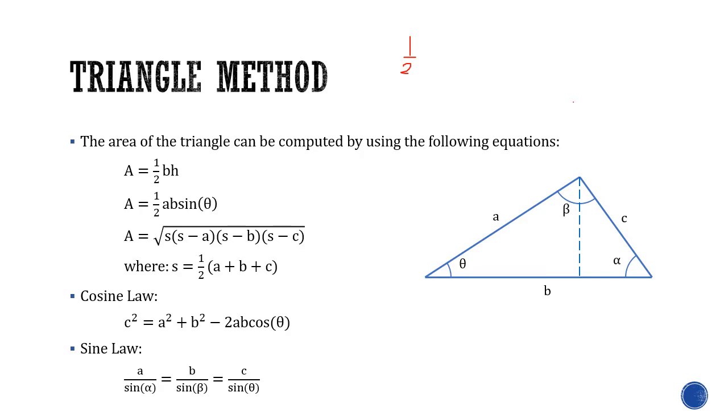Kasi kapag hindi na AB yung given? Paano kapag AC na? Di 1/2 AC sin beta. Paano naman pag BC? Di 1/2 BC sin alpha. Okay lang? Tapos equal din yun sa 1/2 AB sin theta.